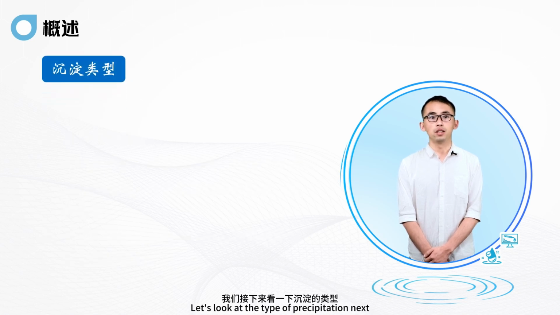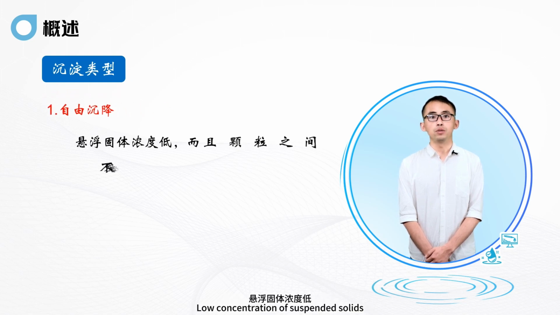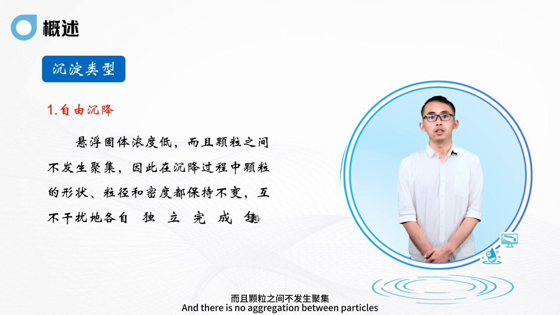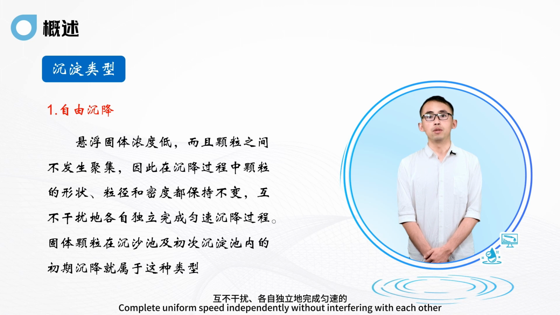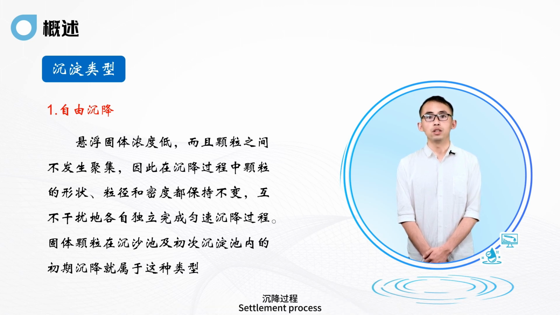Let's look at the types of precipitation next. The first type has a low concentration of suspended solids, and there is no aggregation between particles. Therefore, during the precipitation process, the shape, size and density of particles remain unchanged. They settle at a completely uniform speed independently without interfering with each other. Solid particles in the grit chamber and the initial precipitation in the primary sedimentation tank belong to this type.